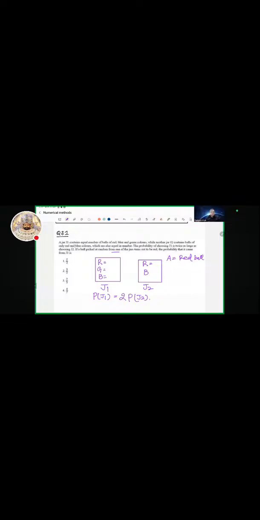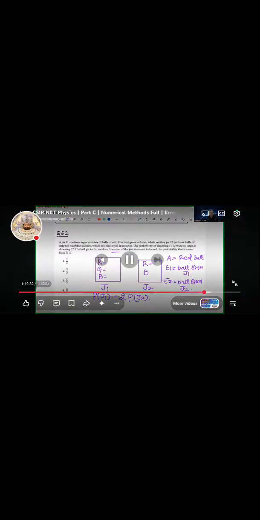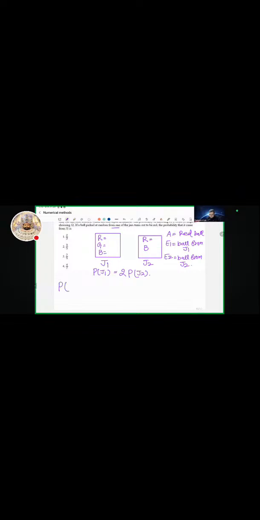Now we have two options: event E1 and event E2. Event E1 means that the ball is from jar J1, and E2 means that the ball is from jar J2. So what is the question they are asking us? What is the probability of E1 when A has already happened?